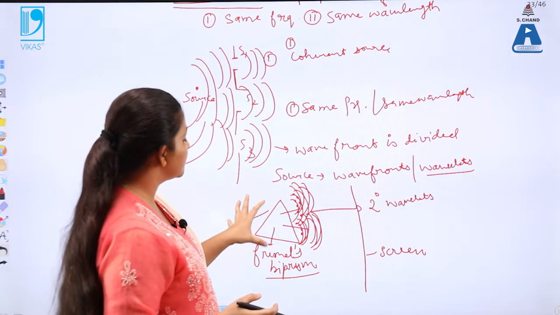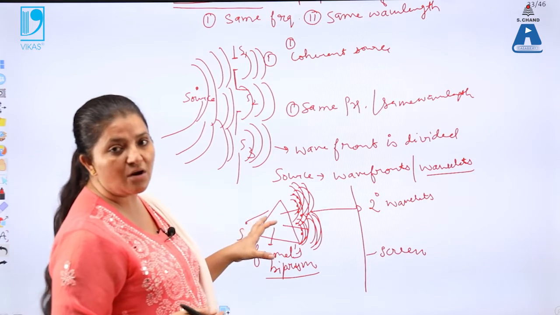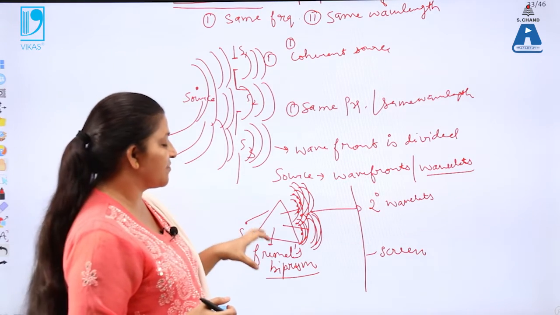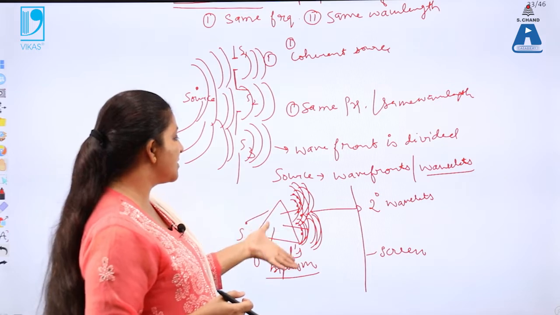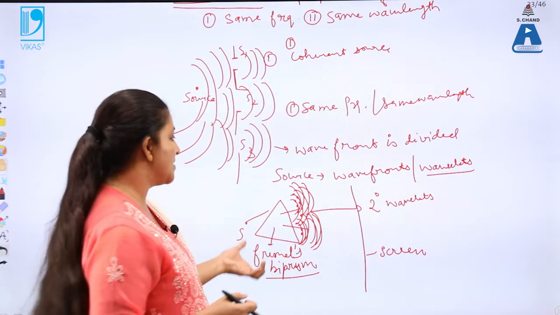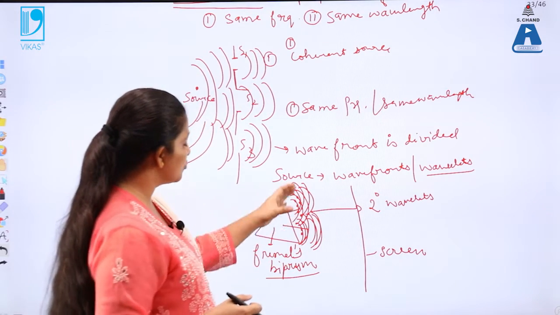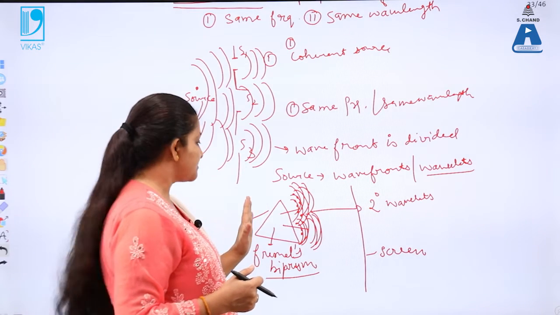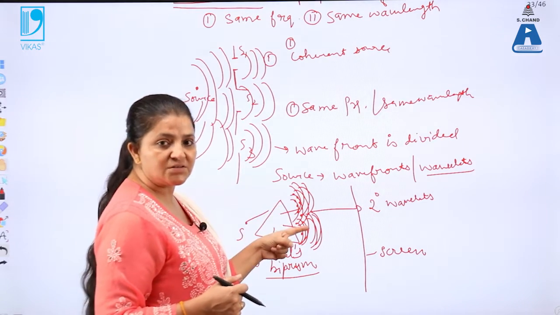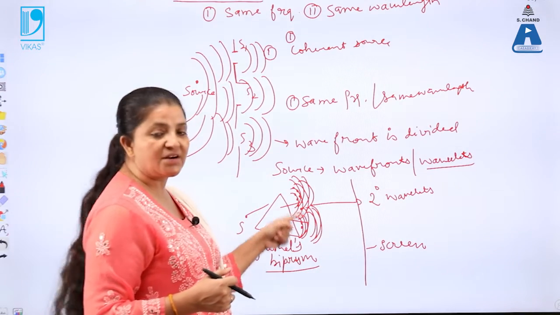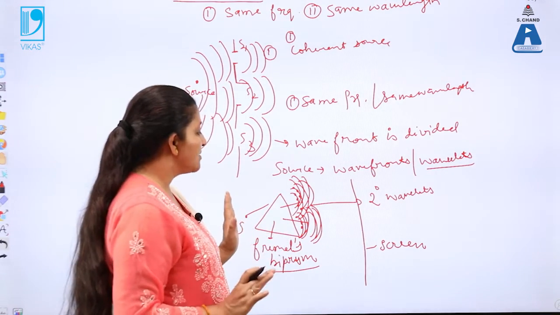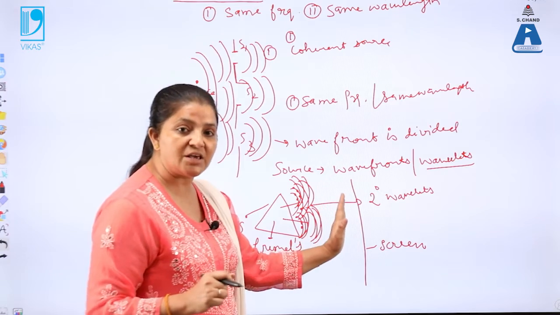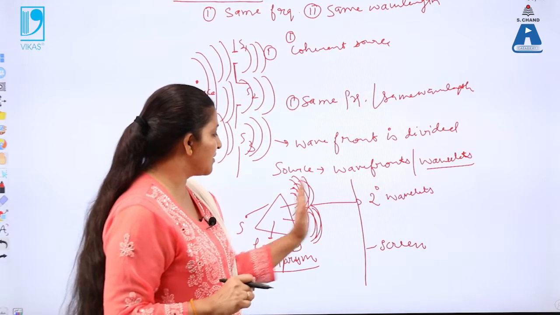In this case, this type of interference is called division of wavefront, because here the wavefront is divided into two parts. On dividing into two parts, this one source is divided into two parts. That means its amplitude is halved over here. In this case, the amplitude will remain the same.